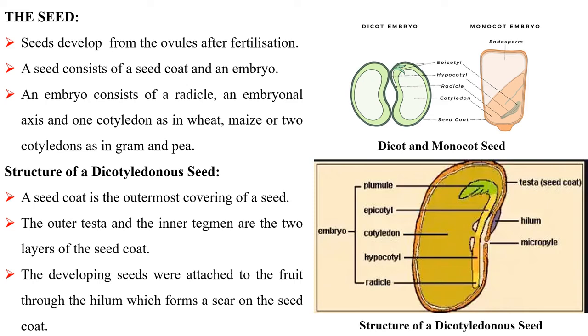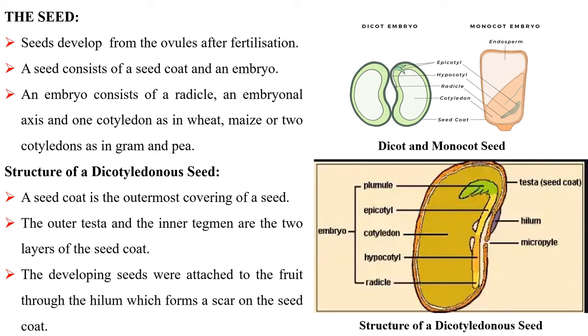The seed. Seeds develop from the ovules after fertilization. The seed consists of a seed coat and an embryo. An embryo consists of a radicle, an embryonal axis, and one cotyledon as in wheat and maize, or two cotyledons as in gram and pea. Structure of the dicotyledonous seed.